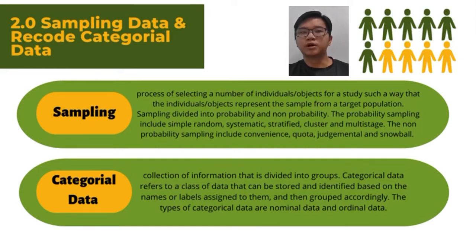Categorical data is a collection of information that is divided into groups. Categorical data refers to a class of data that can be stored and identified based on the name or label assigned to them and then grouped accordingly. The types of categorical data are nominal data and ordinal data.